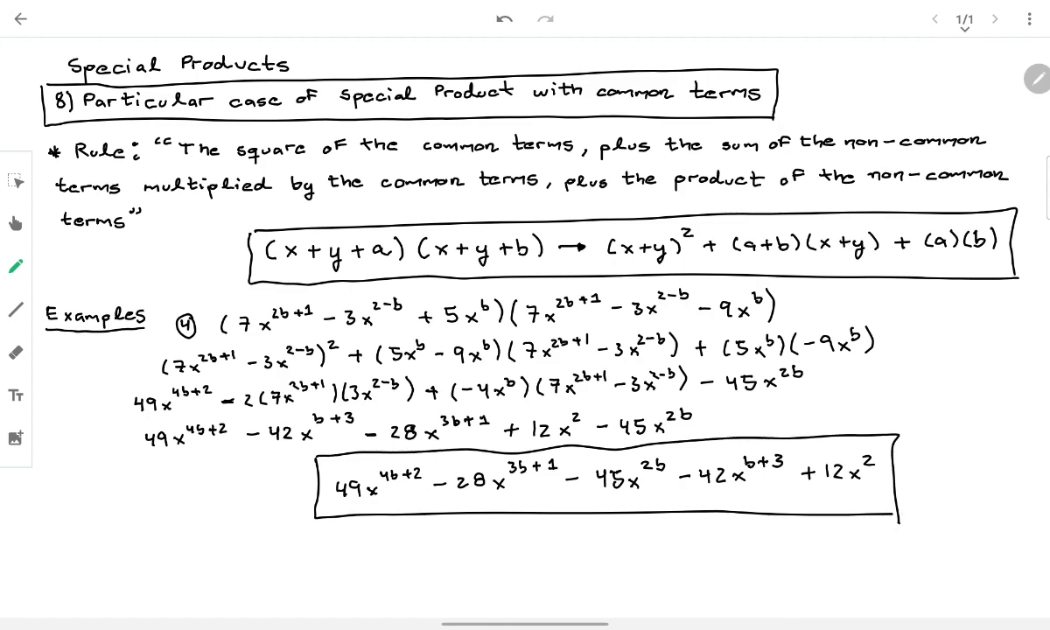So as we saw, applying the particular case of a special product with common terms, it's only following the rule, that it's almost the same as in binomials with common terms. So now you can do the activity on the particular case of special products with common terms.